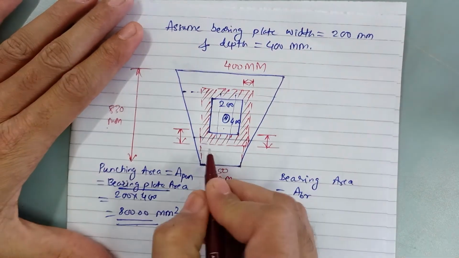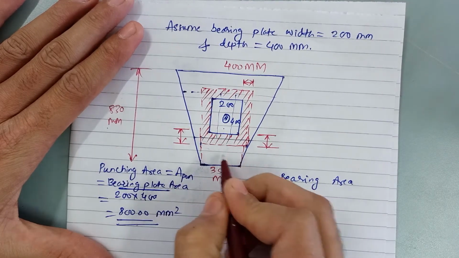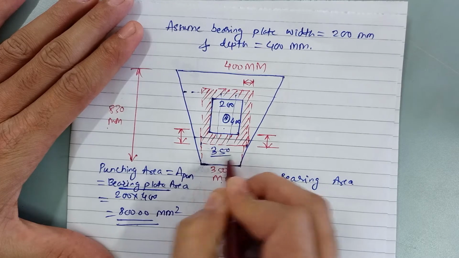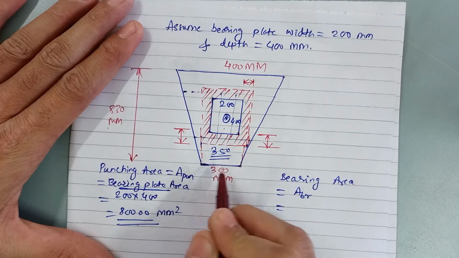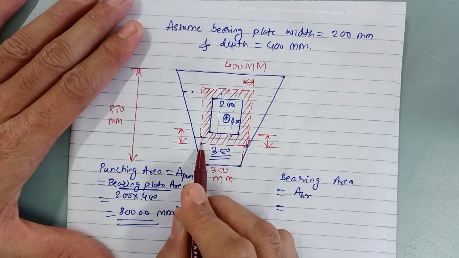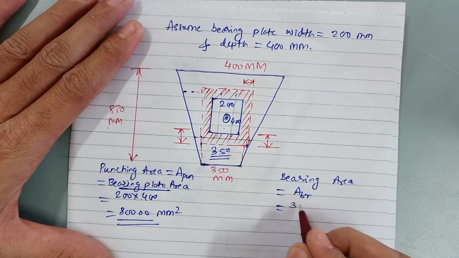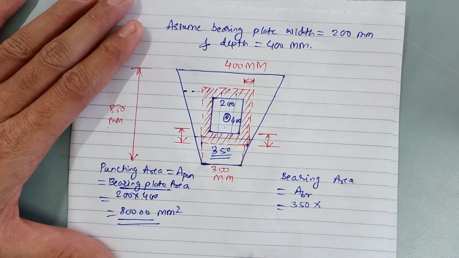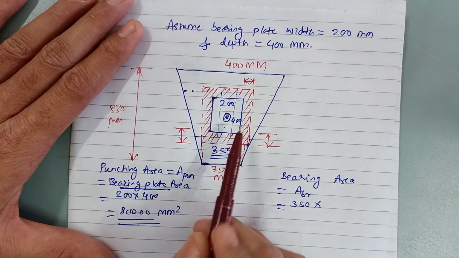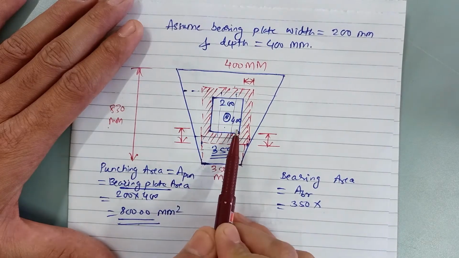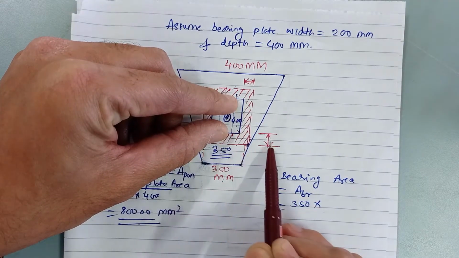Now the width of the bearing area is equal to the width of the bottom flange, that is 350 mm. Now we are supposed to determine the depth of the bearing area, and it will be 400 plus these two offsets. This 400 depth plus these two offsets.